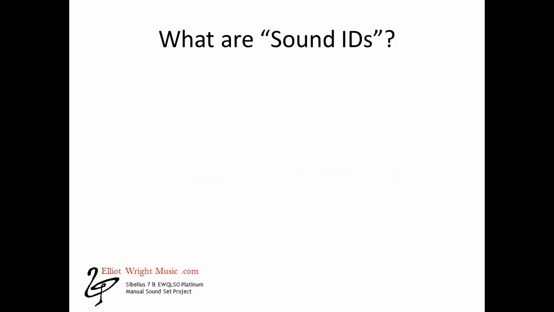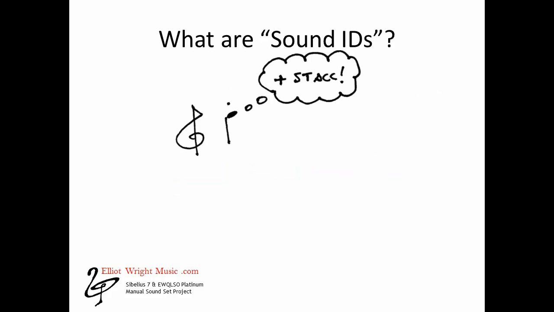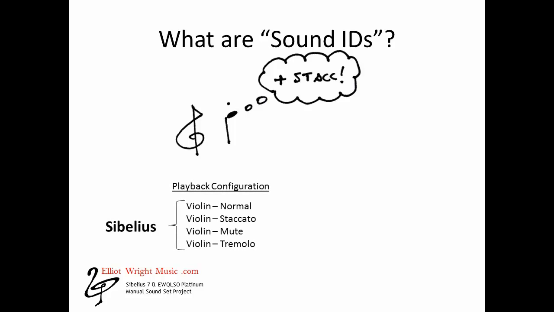Essentially what's happening is, when Sibelius encounters a note with a marking, for example this staccato note, it looks into the playback dictionary, and the playback dictionary tells it that, oh hey, you're supposed to change the sound ID to staccato for this note whenever you encounter a staccato marking. So what Sibelius then does is it takes a look at your playback configuration, and it finds in the list of available sound IDs that you have loaded the most appropriate one, in this case staccato.